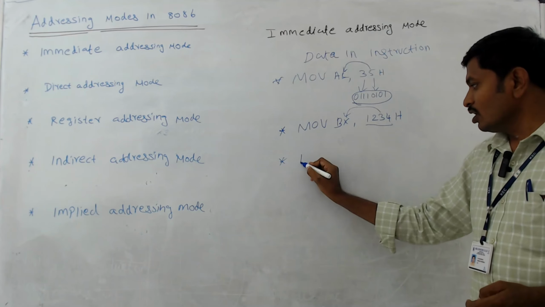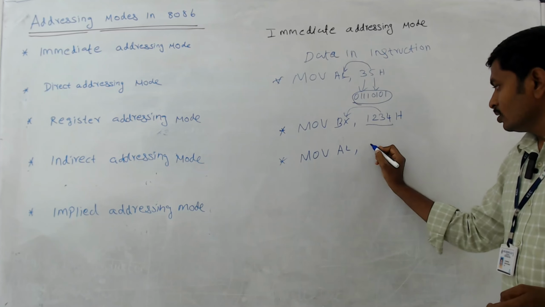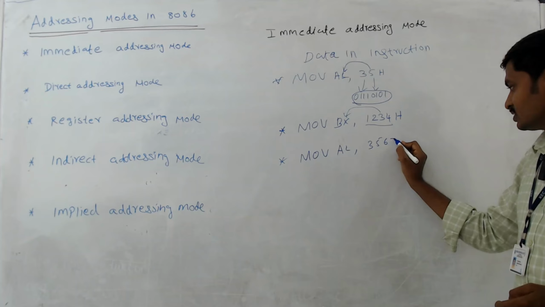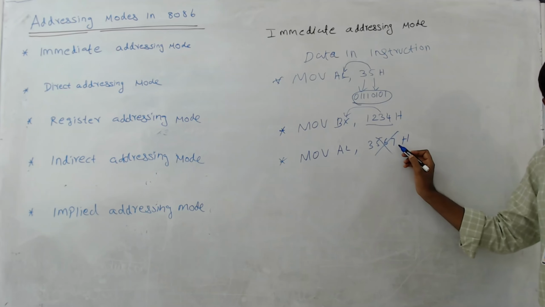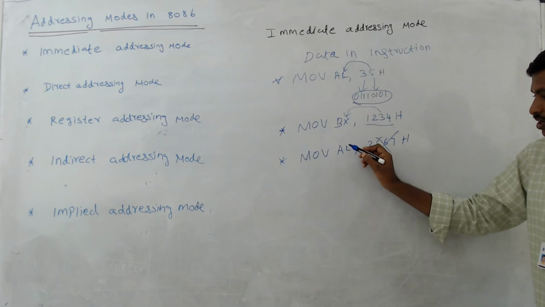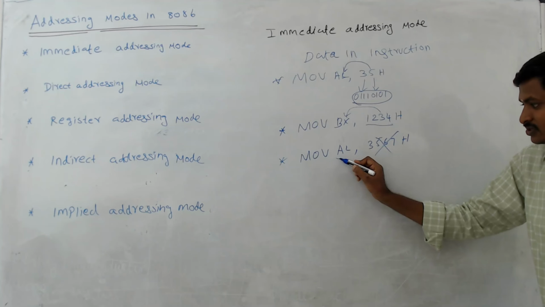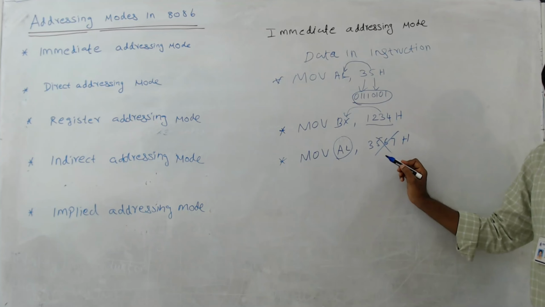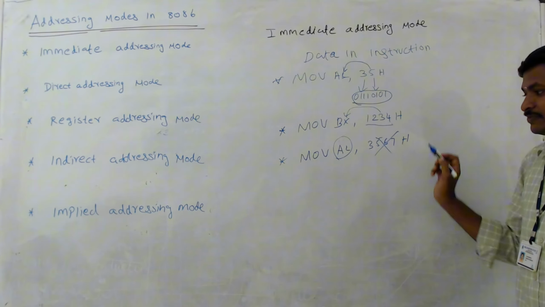One more example. See here, MOV AL, 3567H. This is not possible. Why? Because 3567 is a 16-bit value, and a 16-bit value can't be moved to an 8-bit register. AL is an 8-bit register, and in an 8-bit register we can accommodate up to 8 bits only. So 16-bit is not possible.